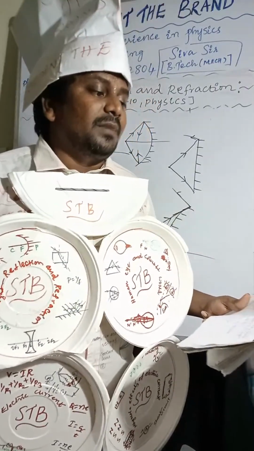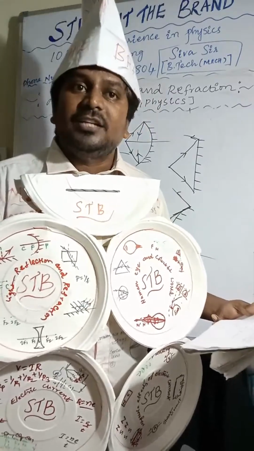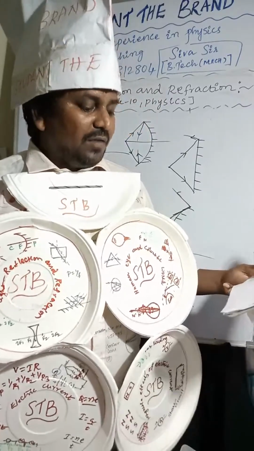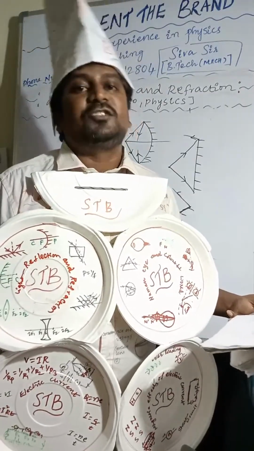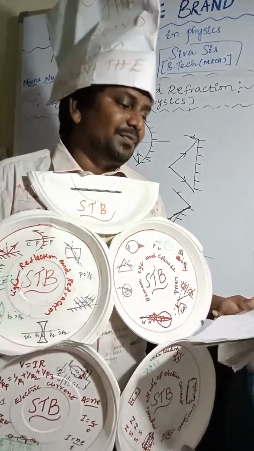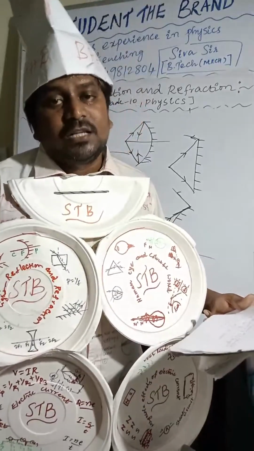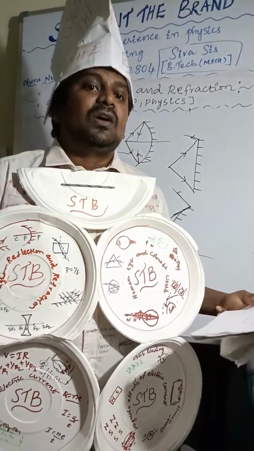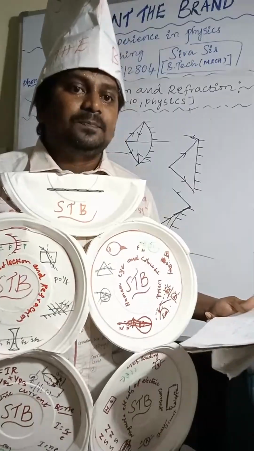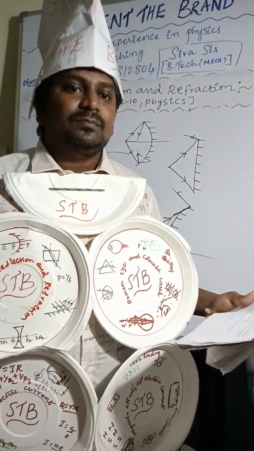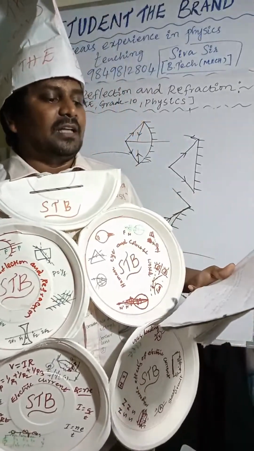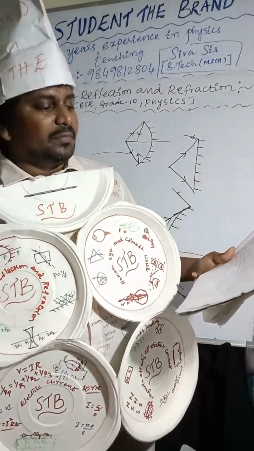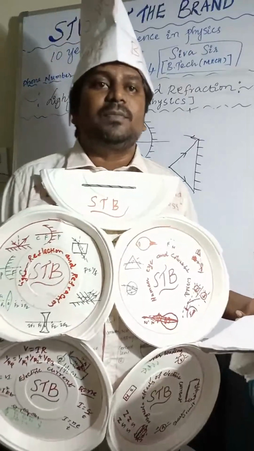Whereas convex mirror forms always virtual, erect and diminished images. Convex mirror has virtual focus. So convex mirror is also known as diverging mirror. The focal length of convex mirror is positive.